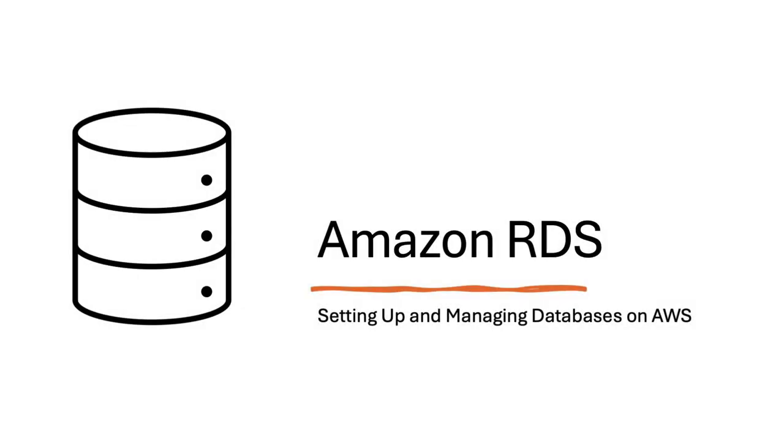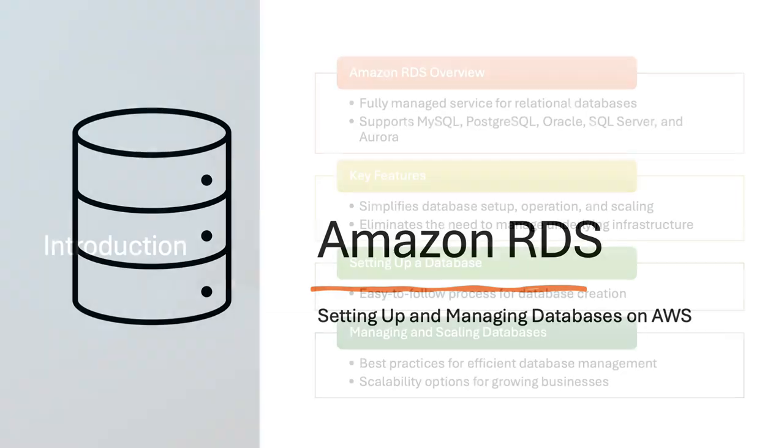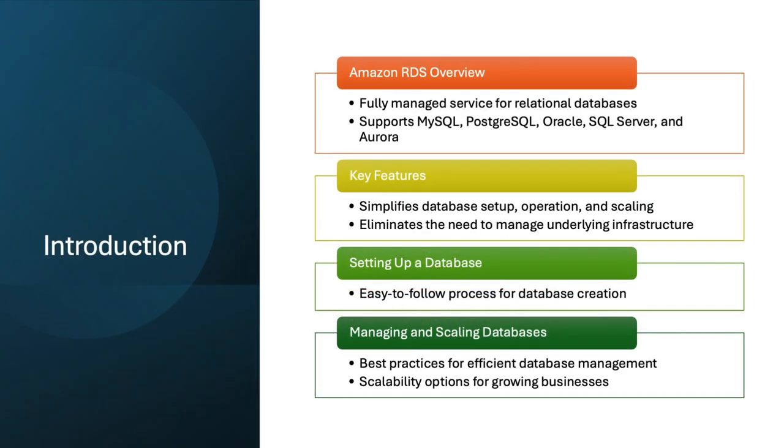In this video, we are going to look at how to set up and manage databases on Amazon AWS with their RDS system. Let's go ahead and take a look. Amazon RDS is a fully managed service that simplifies setting up, operating, and scaling relational databases in the cloud. It supports MySQL, PostgreSQL, Oracle, SQL Server, and Aurora.